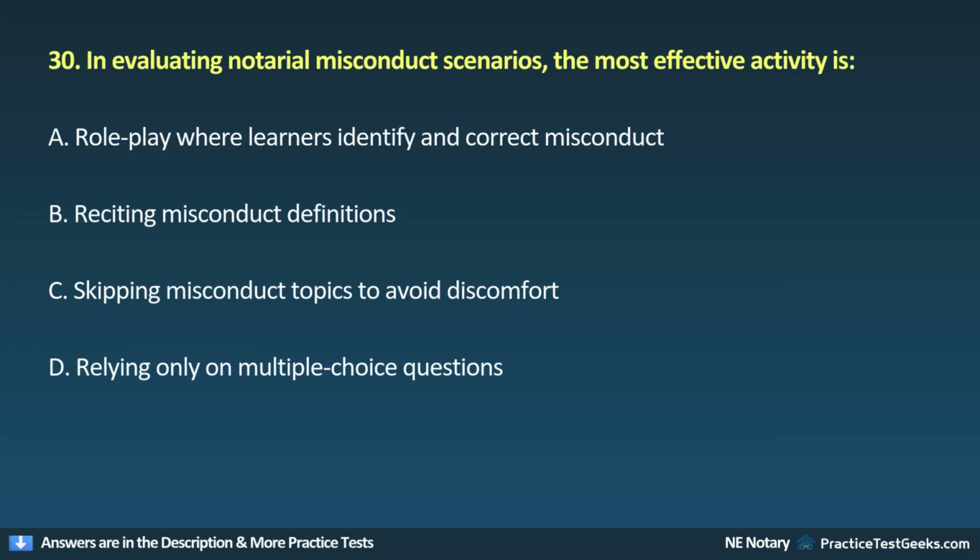30. In evaluating notarial misconduct scenarios, the most effective activity is A. Role play, where learners identify and correct misconduct. B. Reciting misconduct definitions. C. Skipping misconduct topics to avoid discomfort. D. Relying only on multiple choice questions.